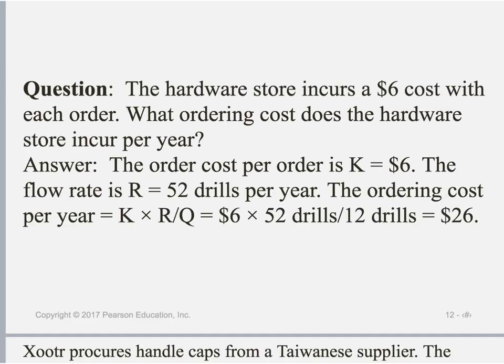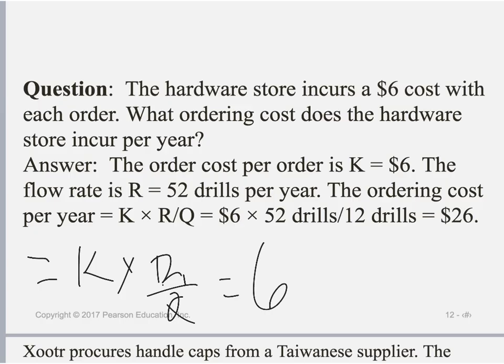Now the next stage, we're still talking about the drill. It says the hardware store incurs a $6 cost with each order. What ordering cost does the hardware store incur? The formula is K times R divided by Q. What's R? We know our order cost is $6; it tells us that here. Each time we place an order it's $6, so that's our big K. And R is equal to 52.